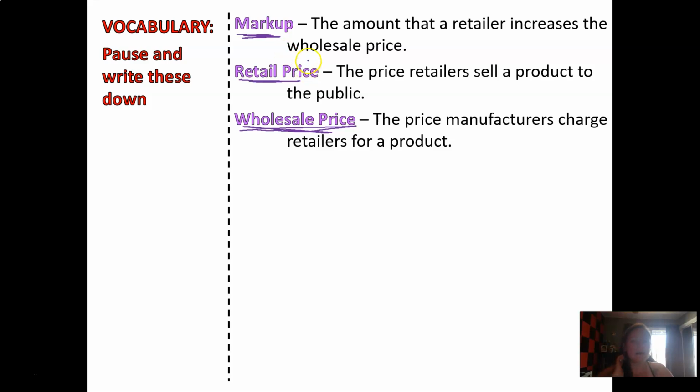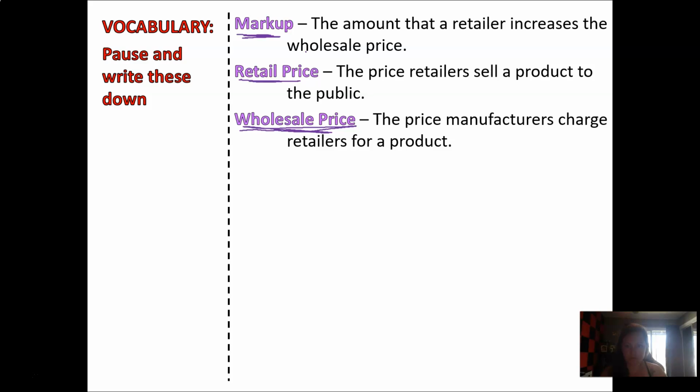Okay, and then markup is the amount that a retailer increases the wholesale price. So Target can't go buy jeans for 20 bucks and then sell them for 20 bucks, right? Target wouldn't make any money. So Target buys them from the company for like 10 bucks, and then they jack up the price another 10 bucks, right, to sell it to us for 20. So that difference, that price that they're going to make, their profit, that's the markup. Okay?